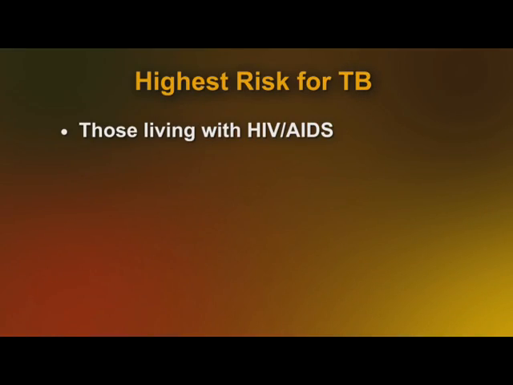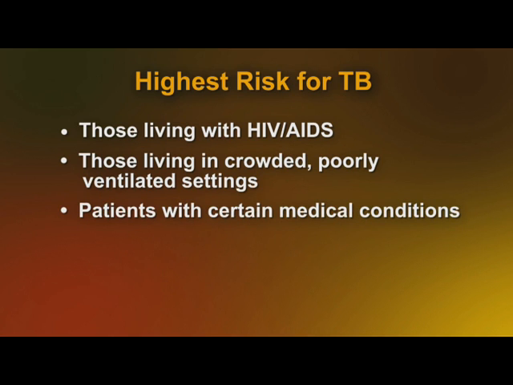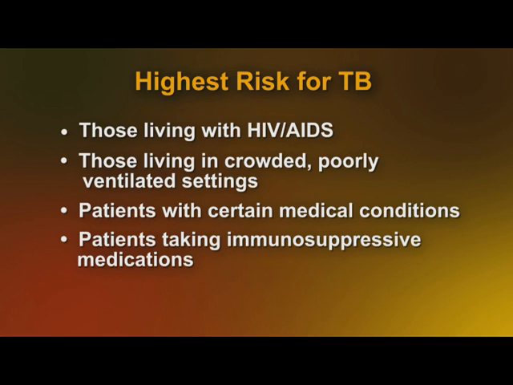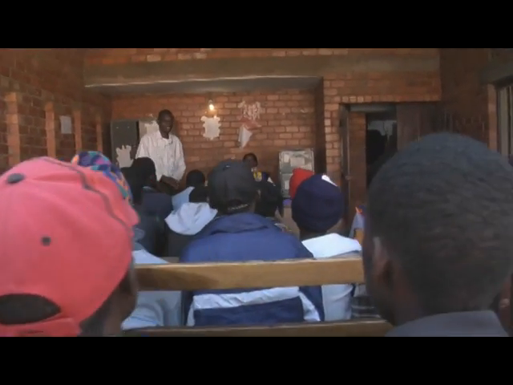At the highest risk of getting TB are those living with HIV/AIDS; people living in crowded, poorly ventilated settings such as correctional facilities, military barracks, or refugee camps; patients with medical conditions such as diabetes, cancer, or renal failure; those taking immunosuppressive medications like steroids or chemotherapy; and children under the age of 5. Who is most likely to interact with all of these people?